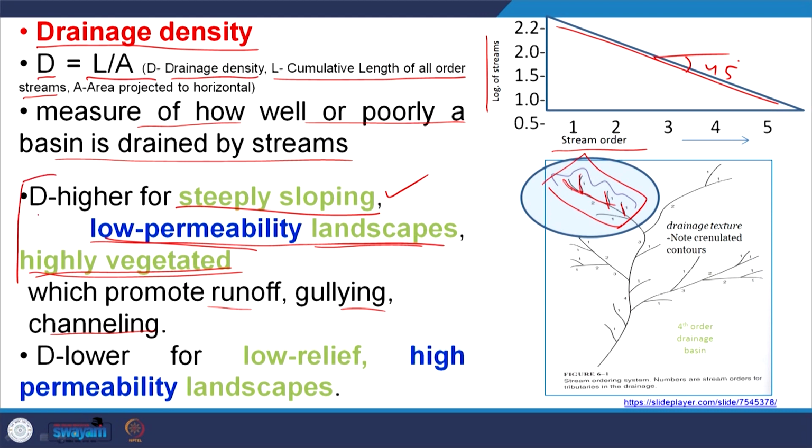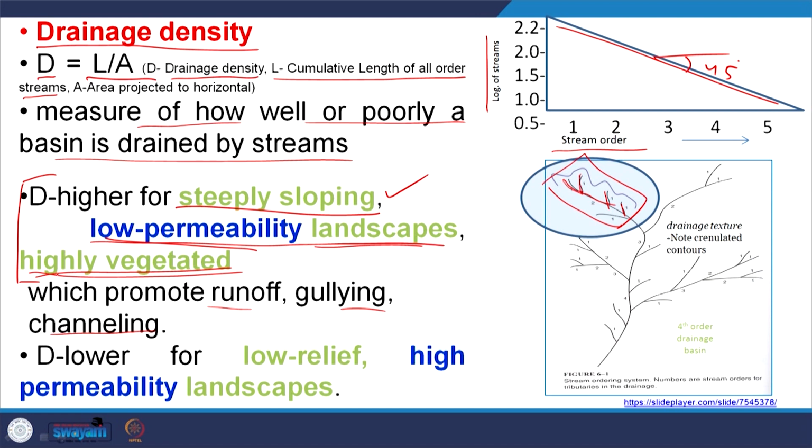If you are getting a drainage density of a certain number, then by looking at this drainage density we can say what the subsurface condition is, what the slope condition is, whether it is vegetated or not, and whether the channel is flowing on permeable rocks or impermeable rocks.